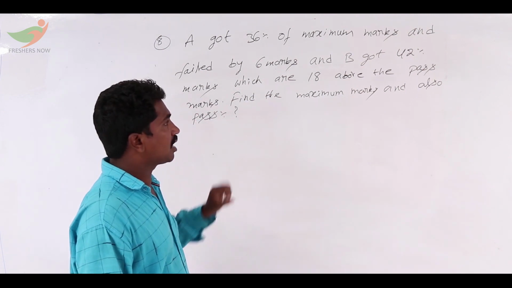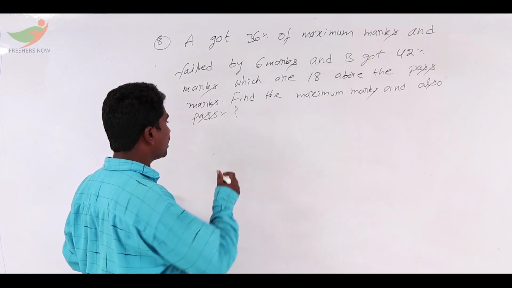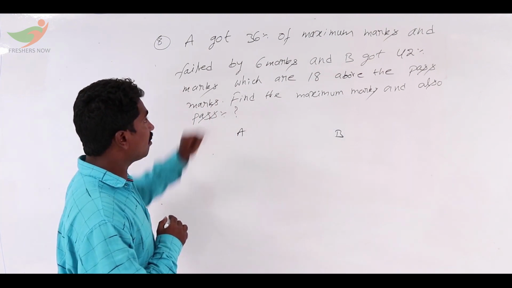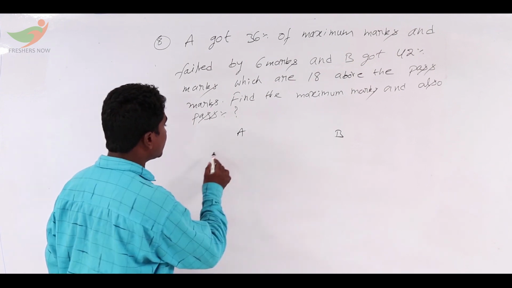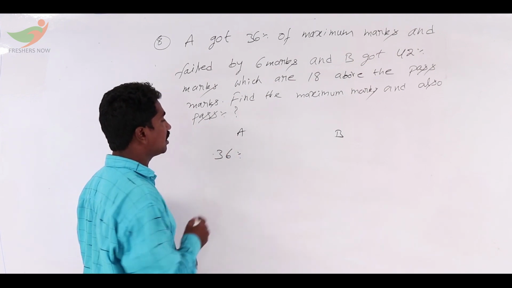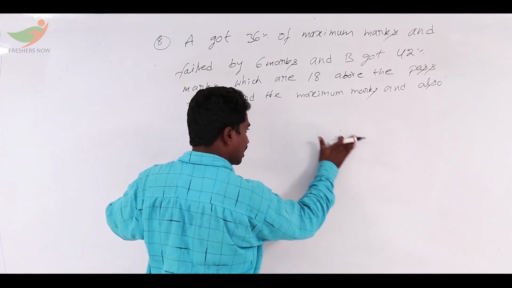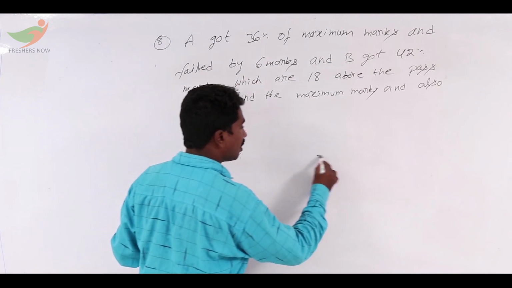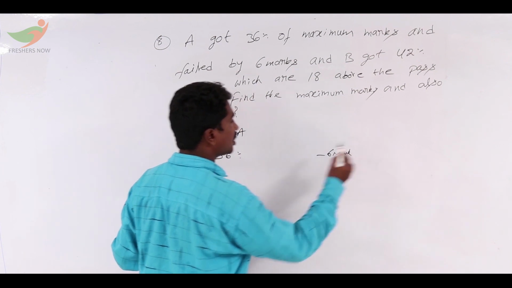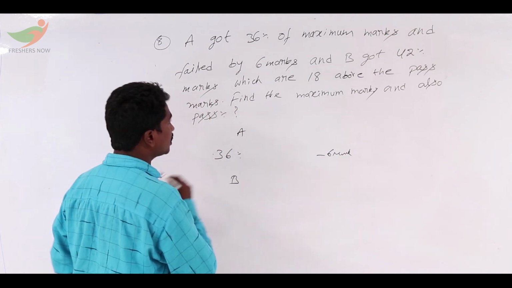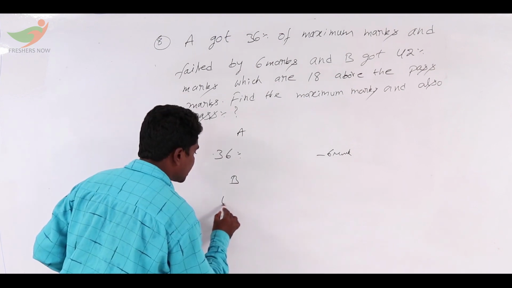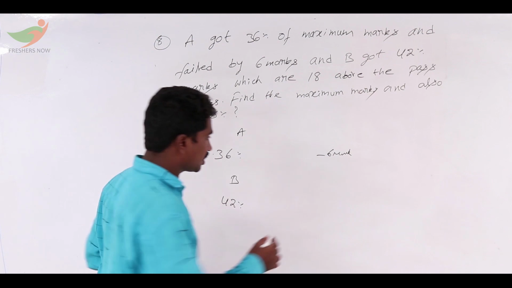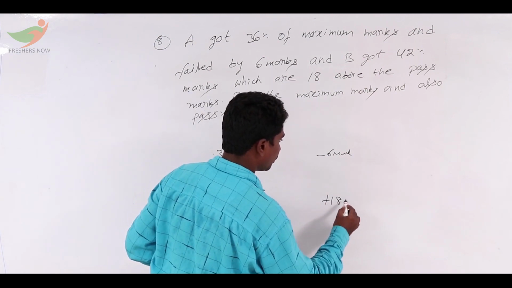In a class there are 2 students he has given. One is A and another one is B. A got 36%. At this time he failed by 6 marks. He got 6 marks less than the pass marks. B got 42% and which are 18 above the pass marks.